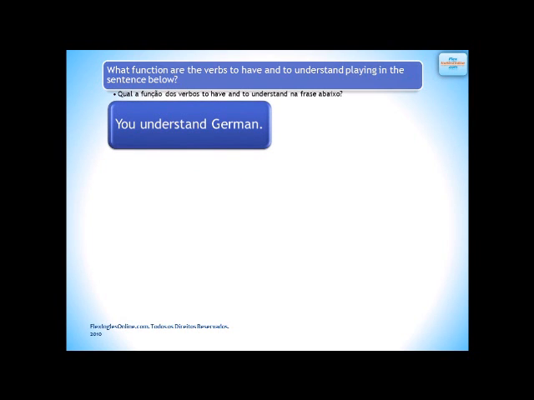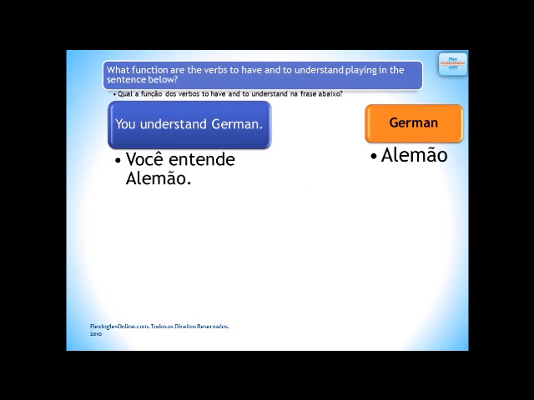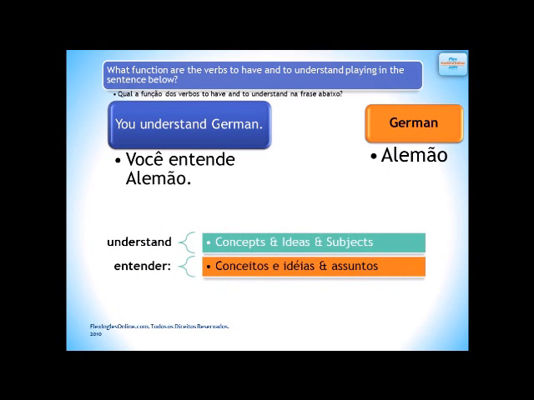You understand German. German, alemão. So the function of understand is to understand concepts, ideas, and subjects. A função do understand, nesse caso, entendendo conceitos, ideias e assuntos. O assunto alemão, a língua, a linguagem. Okay? Let's go to the next example.